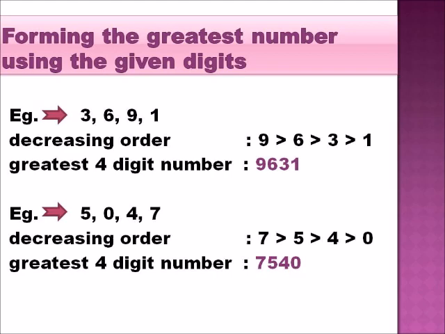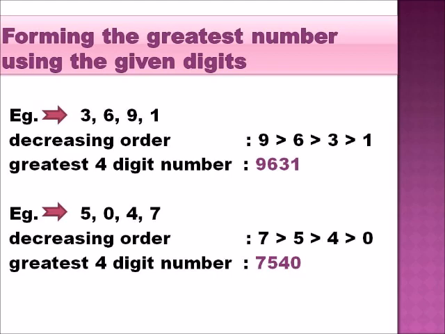Next, in example 5, we have digits like 3, 6, 9 and 1. Now let's arrange them in decreasing order as 9 is greater than 6, 6 is greater than 3, 3 is greater than 1. Therefore the greatest 4-digit number will be 9631.